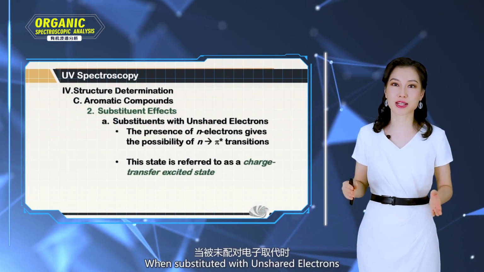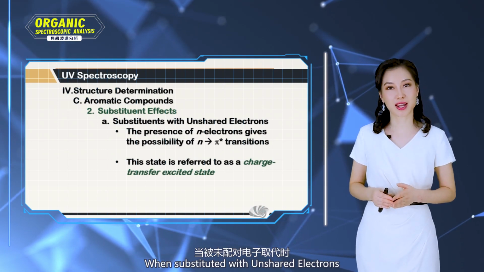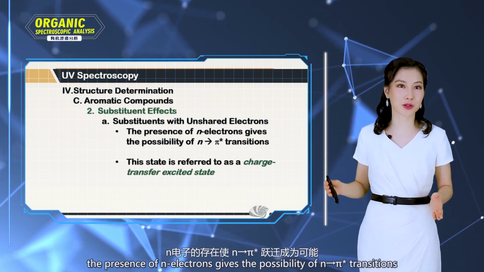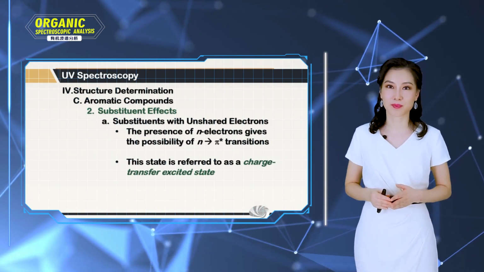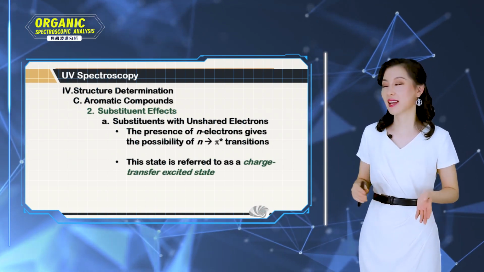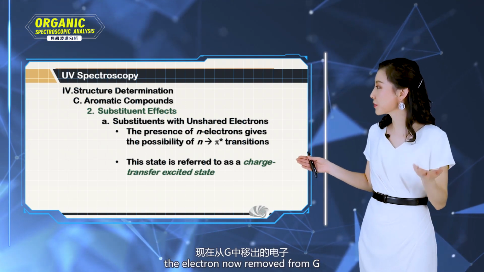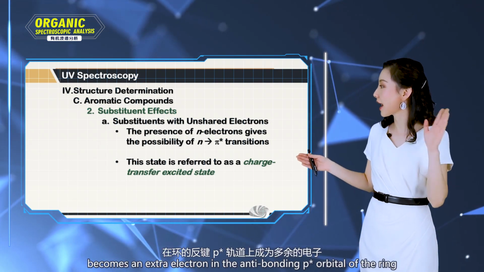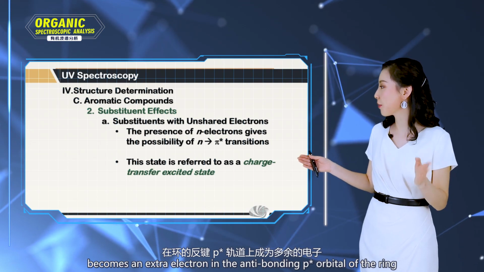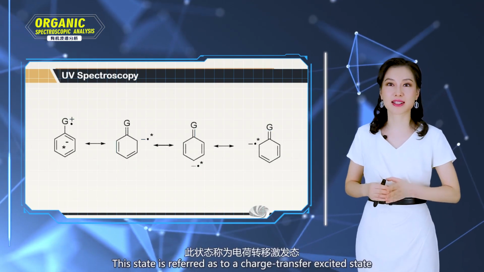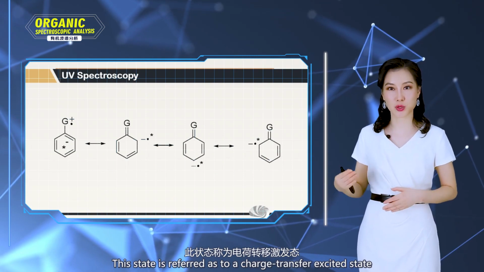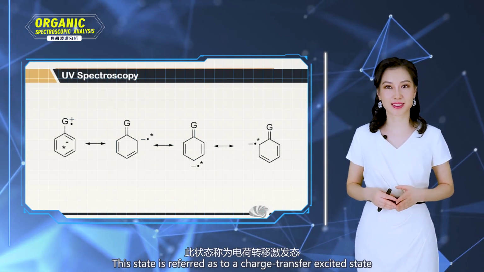When substituted with unshared electrons, the presence of n electrons gives the possibility of n to pi star transitions. If this occurs, the electron now removed from G becomes an excited electron in the antibonding pi star orbitals of the ring. This state is referred to as a charge transfer excited state.